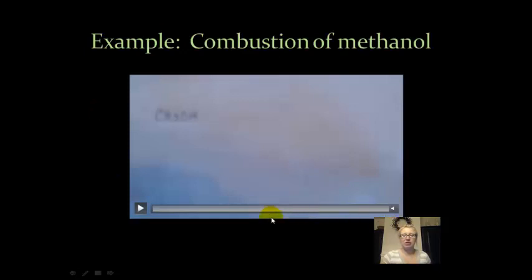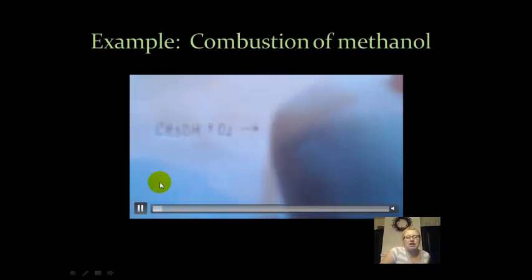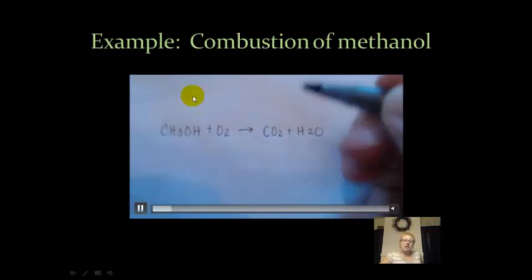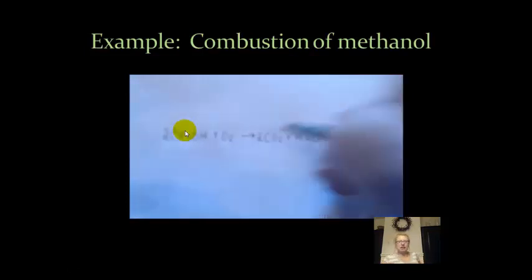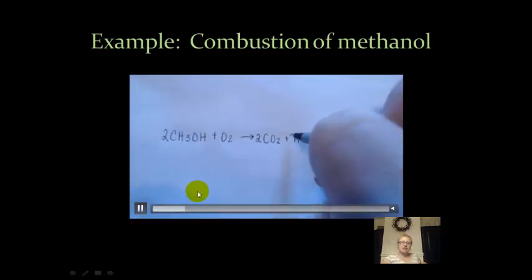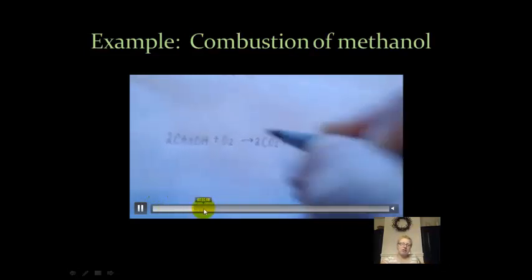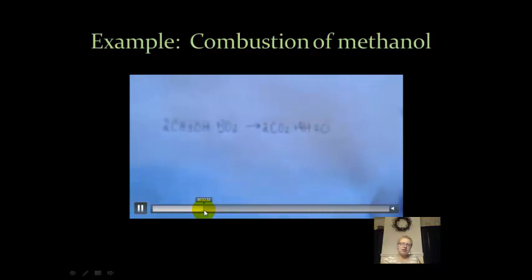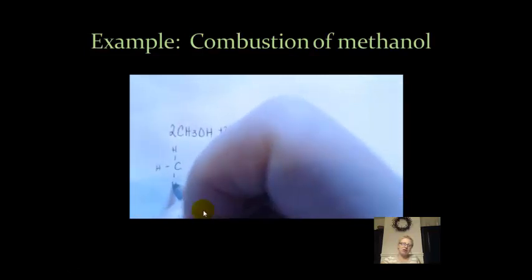For example, in the combustion of methanol, methanol is CH3OH. If we add oxygen and we form carbon dioxide and water, the first thing we do is write a balanced equation, and so now we need to go back and balance it. The next thing that we need to do is draw Lewis dot diagrams for each molecule so that we know what bonds are being broken and which bonds are being formed.